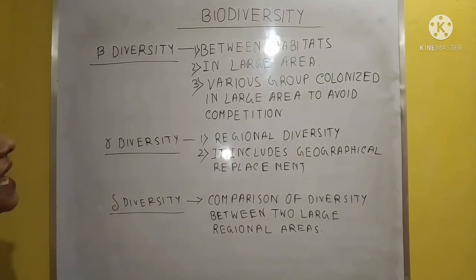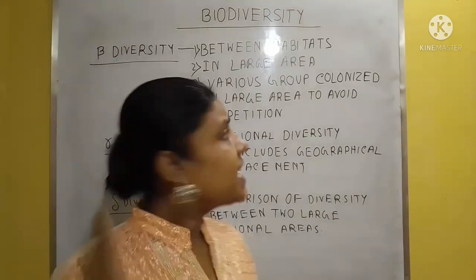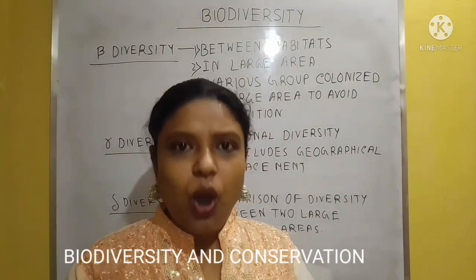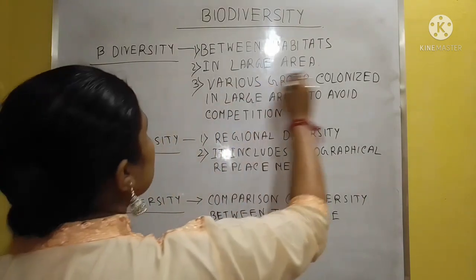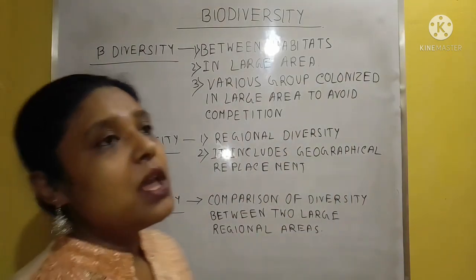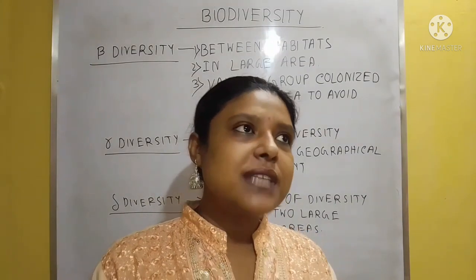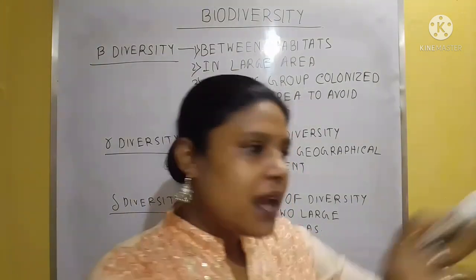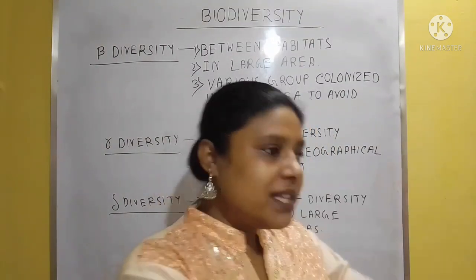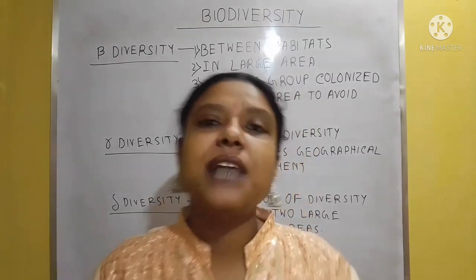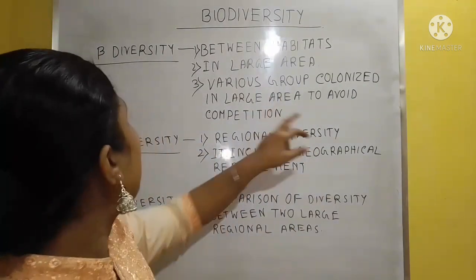So what is beta diversity? This diversity we can see between two habitats, two or more than two habitats. This generally occurs in a large area, when various groups of animals or species colonize a large area. That means the area is large and the resource amount is very high, so they do not remain in one particular area. Different kinds of species try to avoid competition with other species. They colonize the whole large area. This is called beta diversity.